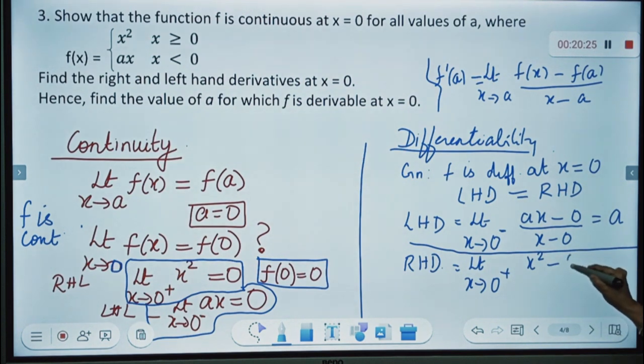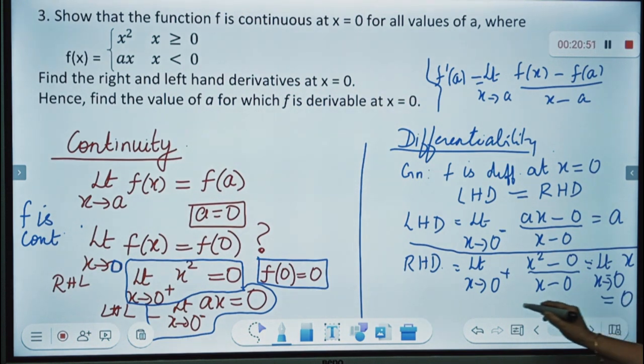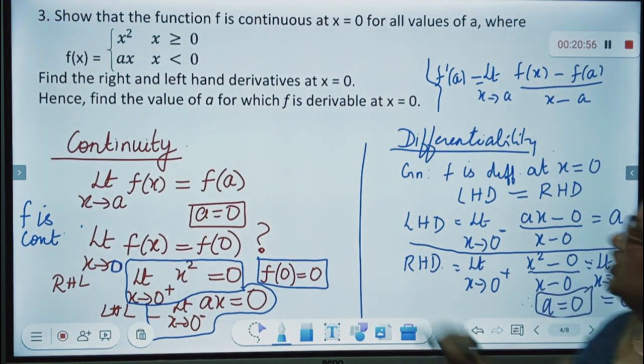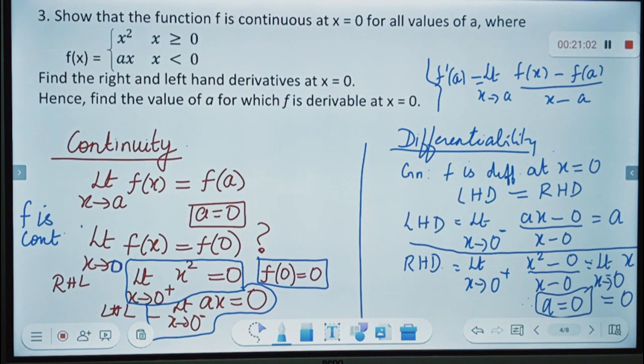f of a is 0, divided by x minus 0, which is x. So this is x square minus 0 by x minus 0, which is x square by x, which is x, but x tends to 0. This is the limit as x tends to 0 of x, which is 0. Therefore, a equal to 0. If f is differentiable at x equal to 0, then the value of a is 0. Given that it is differentiable, we are determining the value of a.